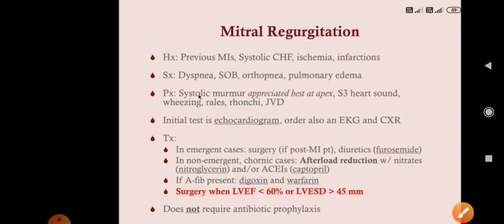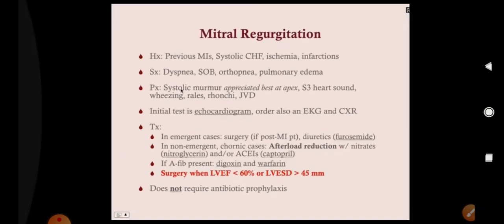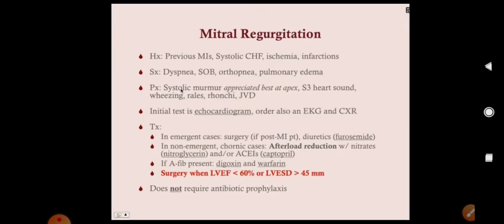So guys, I have finished mitral regurgitation. If you have any queries, any question regarding this, you can ask me.